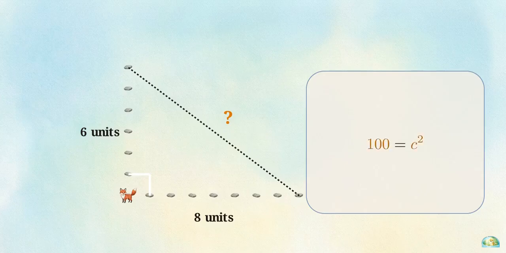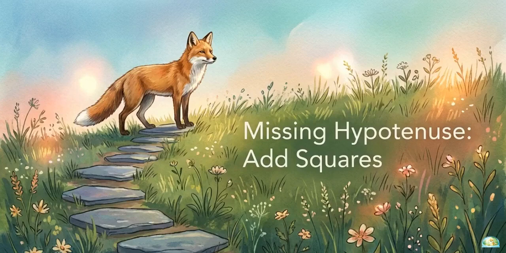It is important to remember that 100 is the value of c squared, not the length of the path. To find the actual distance, c, we take the square root of 100, giving us a final length of 10 units. When you are looking for the longest side, adding the squares of the two shorter legs provides the total you need to find the hypotenuse.